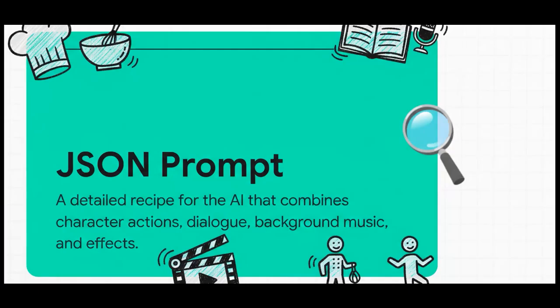Now, to get Hailuo AI to work its magic, we're going to use something called a JSON prompt. I know, it sounds super technical, but don't worry about the name. Just think of it like a very detailed recipe. It's a single set of instructions that tells the AI everything it needs to do. What the character does, what they say, what music to play in the background, the whole shebang.